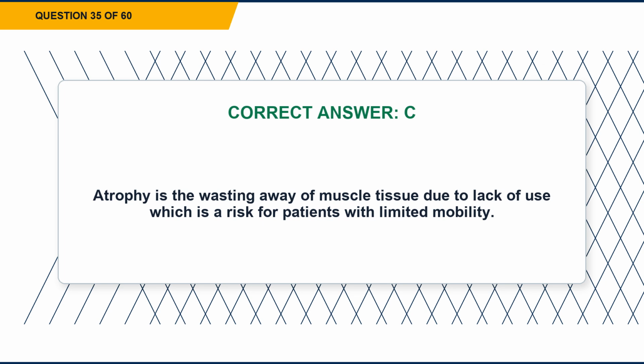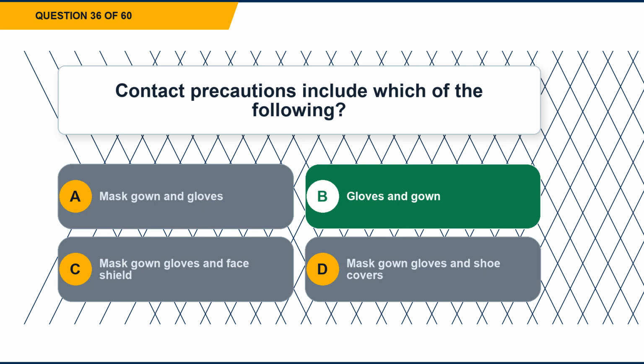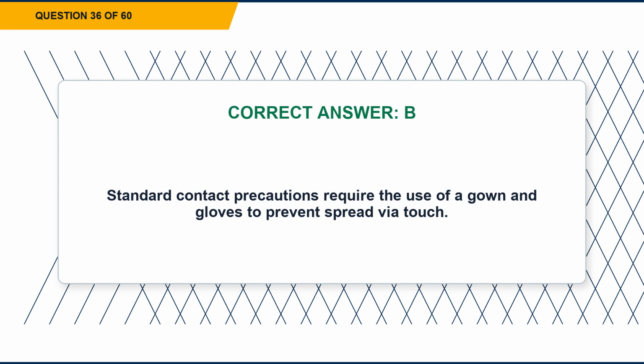with limited mobility. Question 36. Contact precautions include which of the following? Option A, mask, gown and gloves. Option B, gloves and gown. Option C, mask, gown, gloves and face shield. Option D, mask, gown, gloves and shoe covers. The correct answer is option B, gloves and gown. Explanation: standard contact precautions require the use of a gown and gloves to prevent spread via touch.